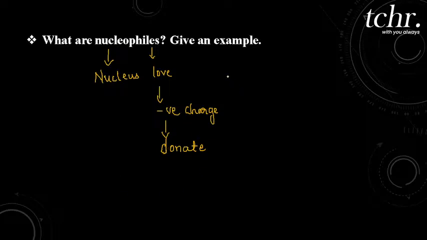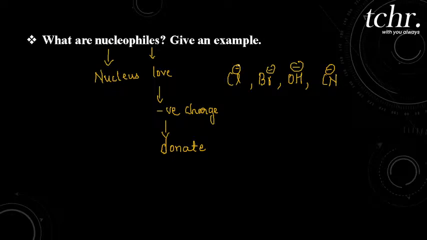So you can write a number of examples like Cl minus, Br minus, OH minus, or CN minus. These are electron rich species. See, they have negative charge on them, which can donate electrons to electrophiles. Is that clear, my dear students?